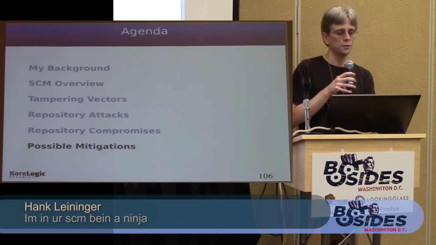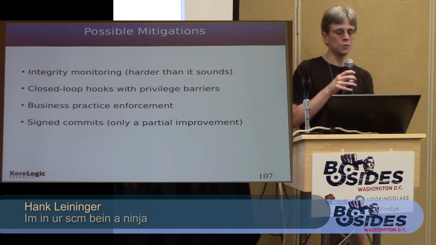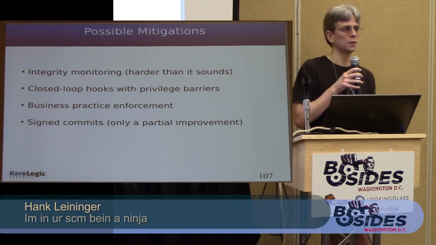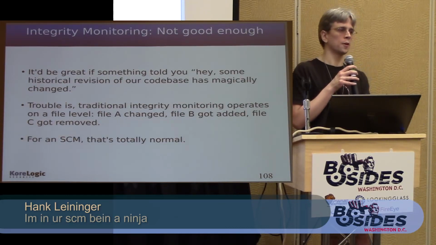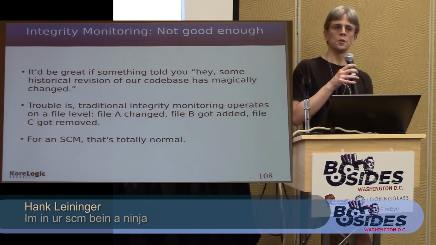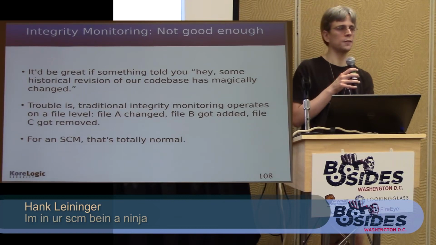So some possible mitigations. I'll run through some of these. None of them are perfect. None of them are easy, but all of them may be possible. Integrity monitoring. Traditional integrity monitoring tells you when stuff changes. And if it's things you don't expect to change, that's great. But repository contents change all the freaking time.